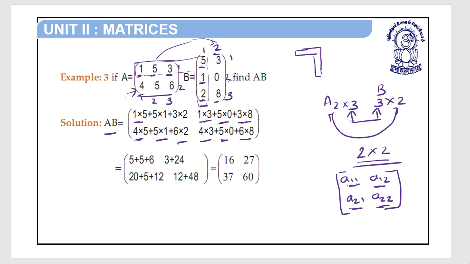So 1 into 5 is 5, plus 5 into 1 is 5, plus 3 into 2 is 6. 1 into 3 is 3, plus 5 into 0 is 0, 3 into 8 is 24. 3 plus 24. 4 into 5 is 20, plus 5 into 1 is 5, 6 into 2 is 12. 4 into 3 is 12, plus 5 into 0 is 0, 6 into 8 is 48. 5 plus 5 is 10, plus 6 is 16. 3 plus 24 is 27. 20 plus 12 is 32, plus 5 is 37. 12 plus 48 is 60.